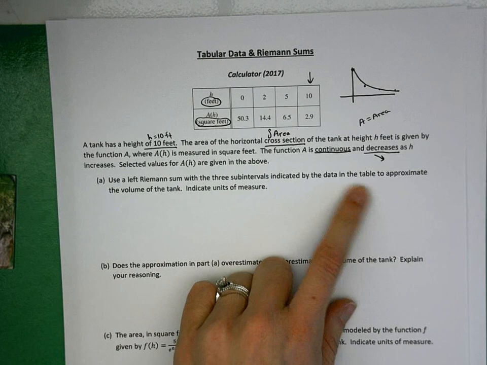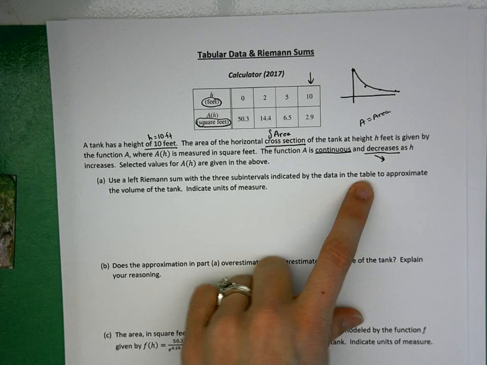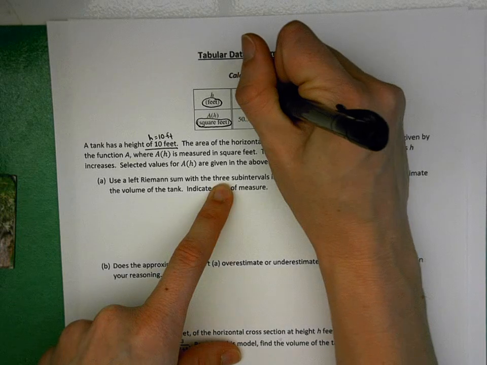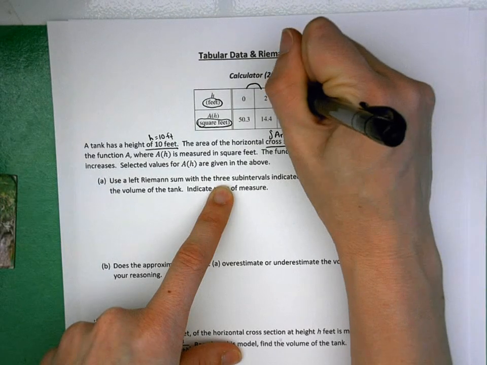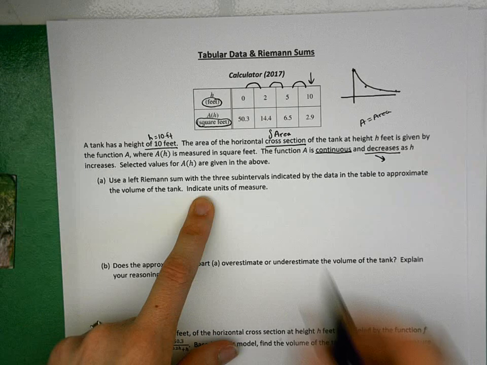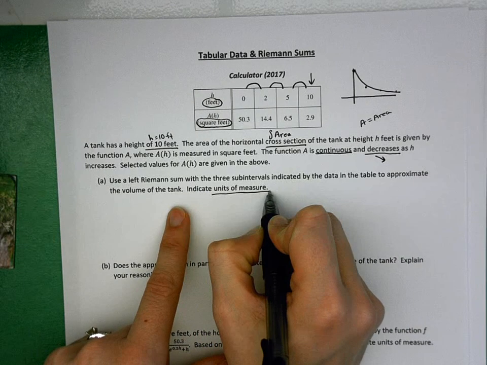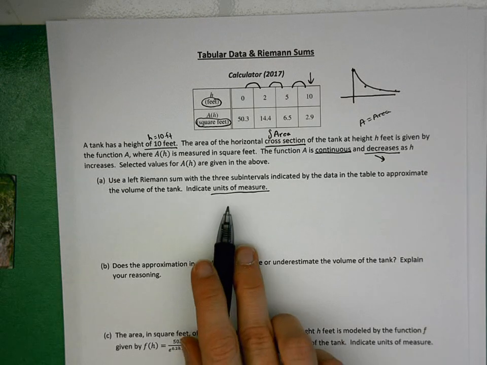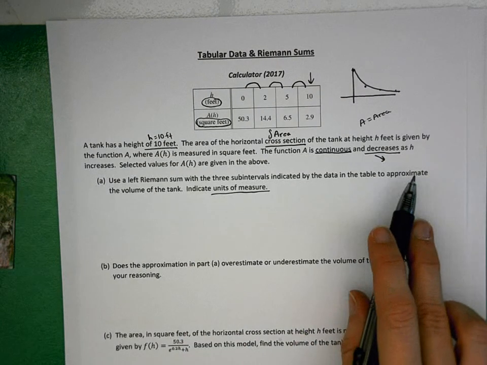So I know I'm going all the way across the table to approximate the volume of the tank. 3 subintervals, so my subintervals are going to be 1, 2, 3. And then I'm going to indicate units of measure. Okay, and so I'm going to make sure that I put that in there as well. And we are indicating units of measure for our approximation of volume.